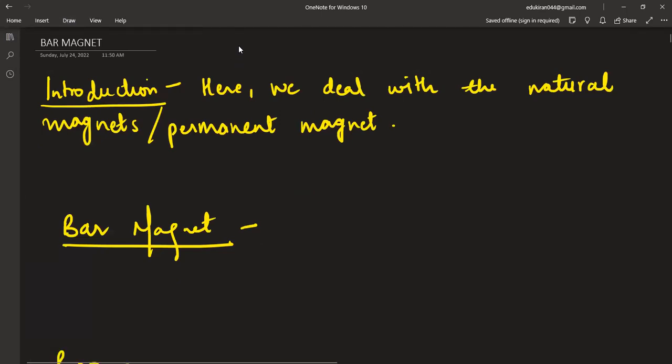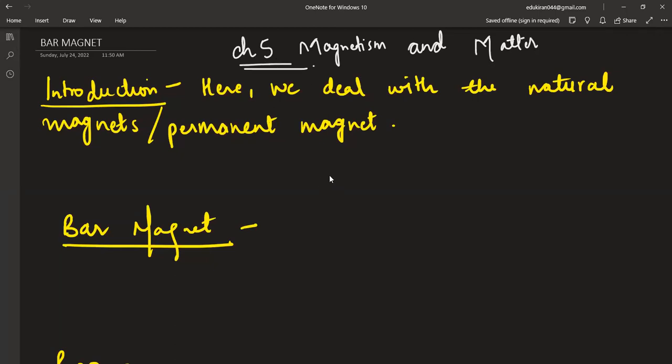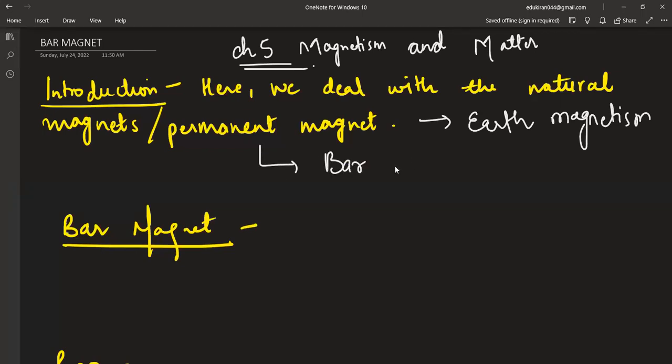Yes, class. So starting with chapter 5. This is magnetism and matter. Here we deal with natural magnets or permanent magnets. Natural magnets, like you have the concept of earth magnetism. We'll be studying about earth magnetism. We'll be studying this lesson in two parts. One is earth magnetism, and like permanent magnets, we have bar magnets.